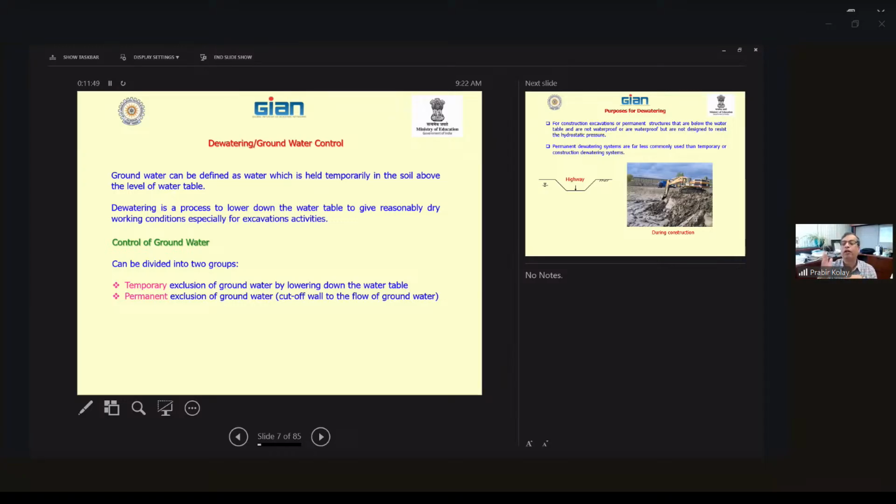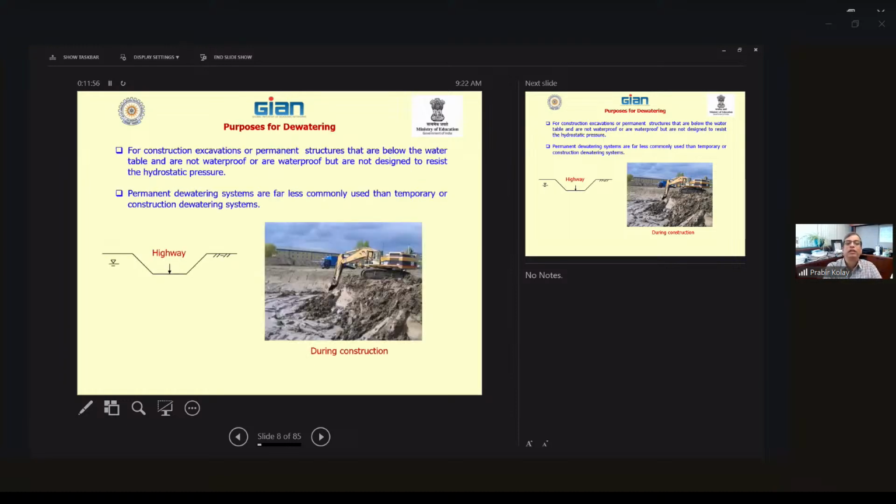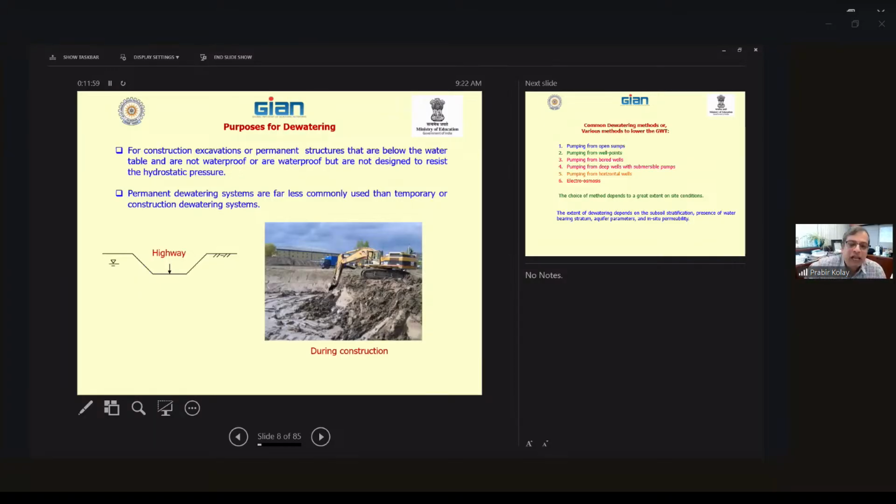Permanent, generally we do the cutoff wall for the flow of groundwater. Most of the cases you use it in geoenvironmental applications. We use slurry trenches. So the purpose of dewatering is basically, you do the construction when the water table is really up. So we need to remove the water so that the construction can be in a dry situation. Permanent dewatering systems are far less commonly used than temporary or construction dewatering systems. Most of the time, it's just temporary, and then when the construction is done, it's fine. The structure is done. There's no problem.